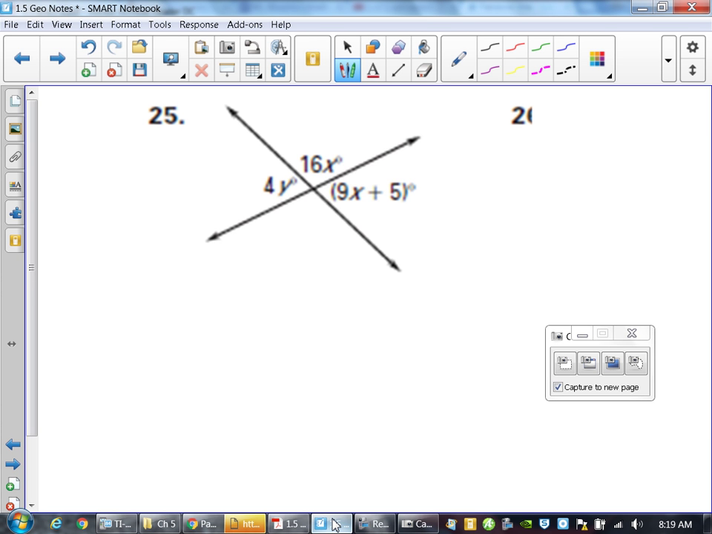Well, let's take a look at what happens when you have x's and y's. You have to start making decisions on what angle relationships you want to use. What are you going to set them up as? What do they look like? What do you think you want to do? Things of that nature.